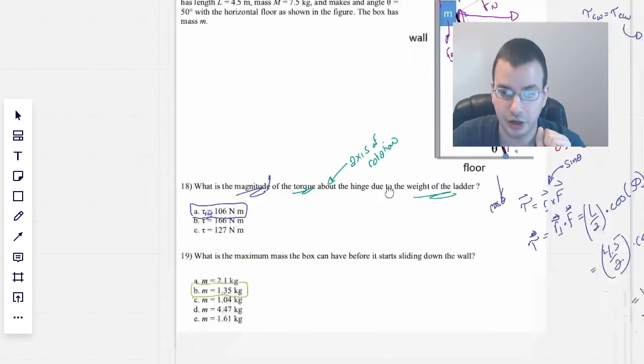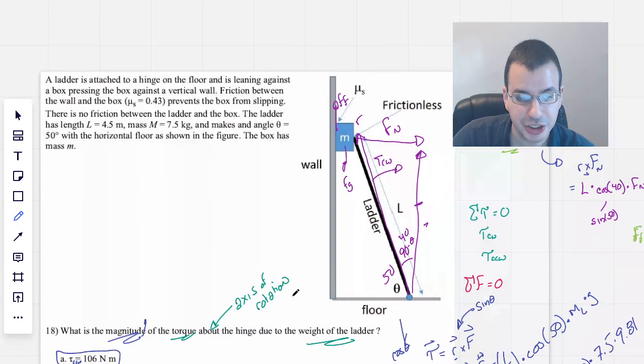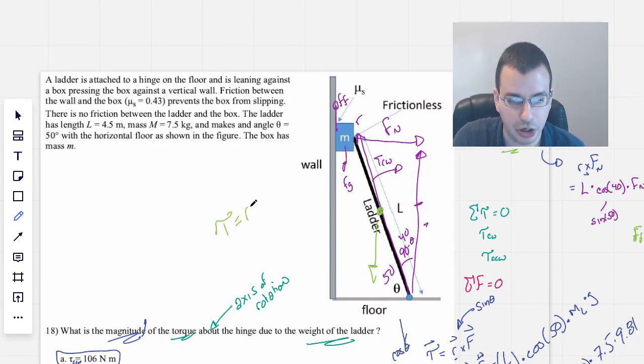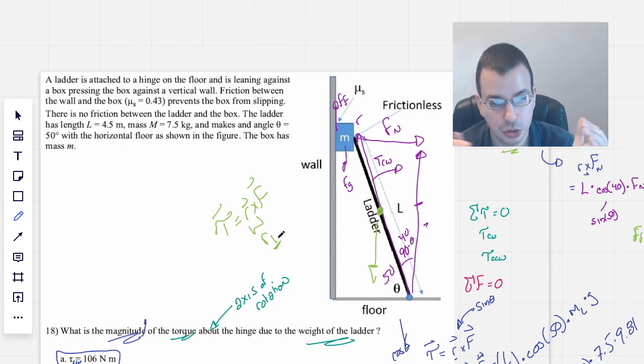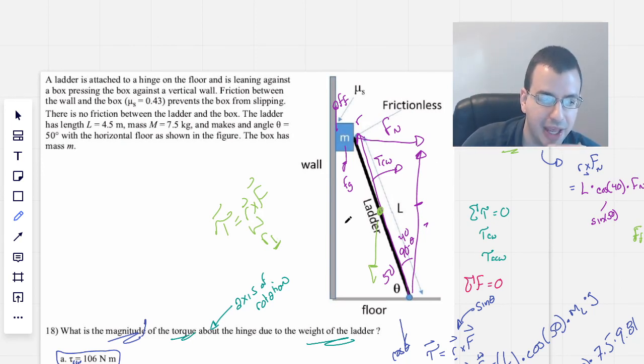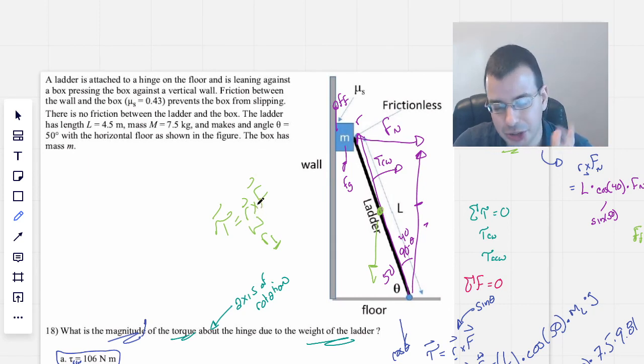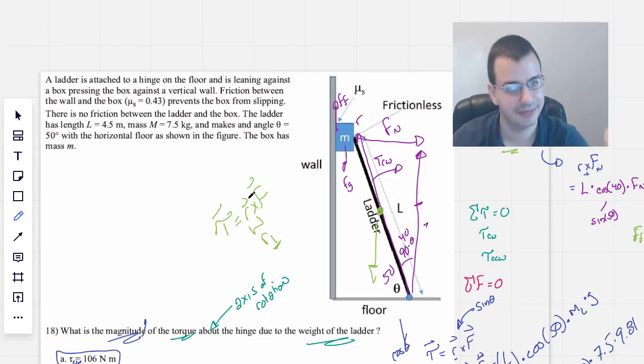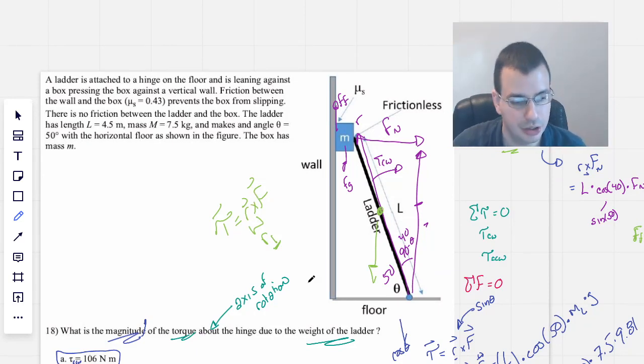So to backtrack what we did here. The first part just asked us for the torque about the hinge of the ladder. So we had the ladder, we did center of mass downward, and we just used the equation torque equals R cross F. Not too bad. Where R, this part right here, is the part of the radius that's perpendicular to the force. Cross products are normally thought of as sine of theta, where theta is the angle between the two vectors. It's easier to just think of the perpendicular portion.